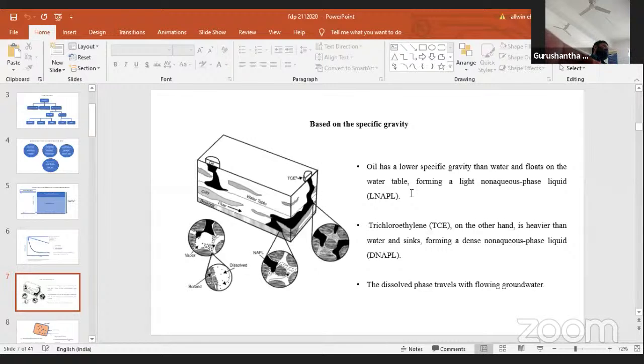So based on the density or specific gravity of the liquid effluent, whether it is present on the surface or beneath the water will differ. So specific gravity is also an important factor we have to think about when we are trying to remediate or remove this liquid effluent.